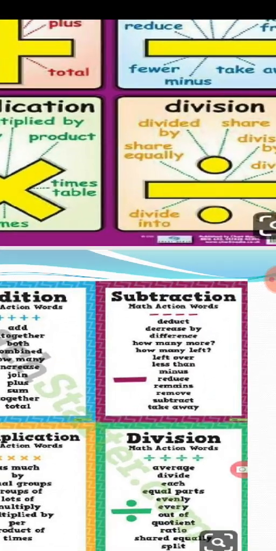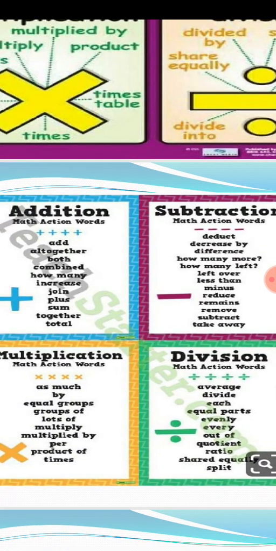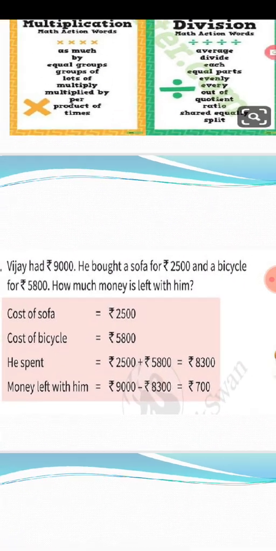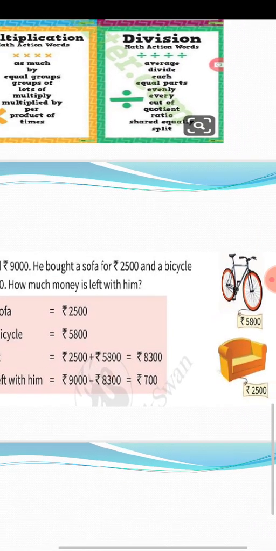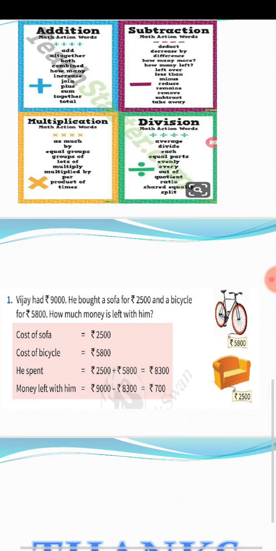This is one more example of this. In addition: add, altogether, both, combined, all, and in subtraction also. Now let us start with one example of a word problem. Vijay had rupees 9,000. He bought a sofa for rupees 2500 and a bicycle for rupees 5800. How much money is left with him?